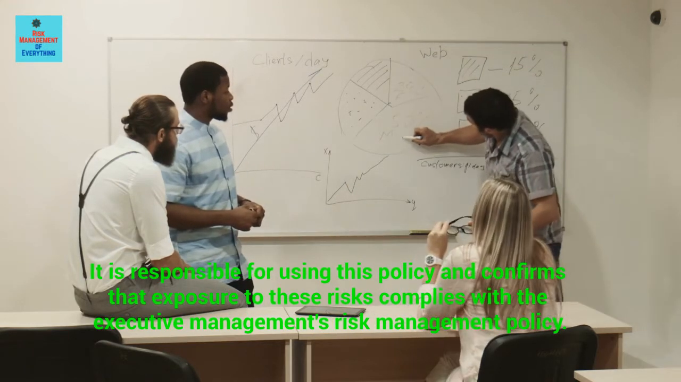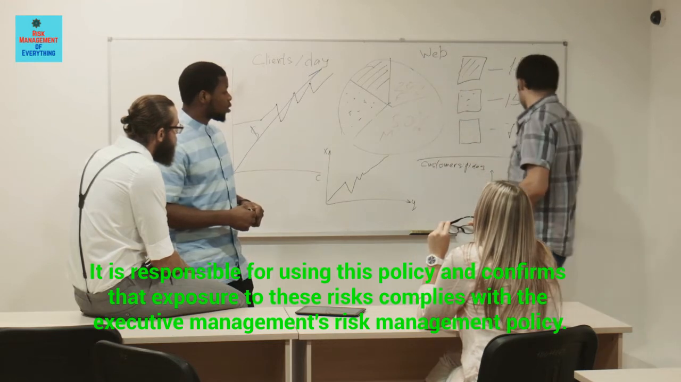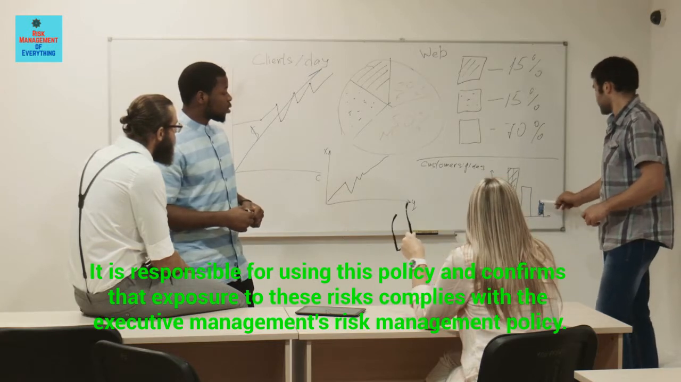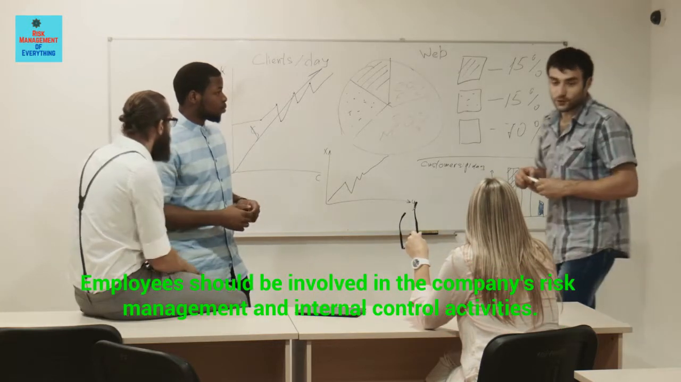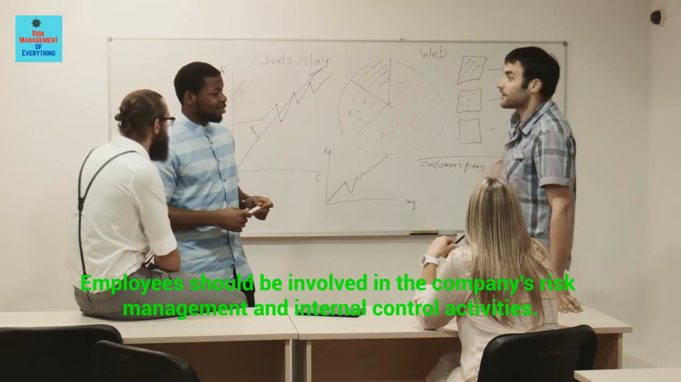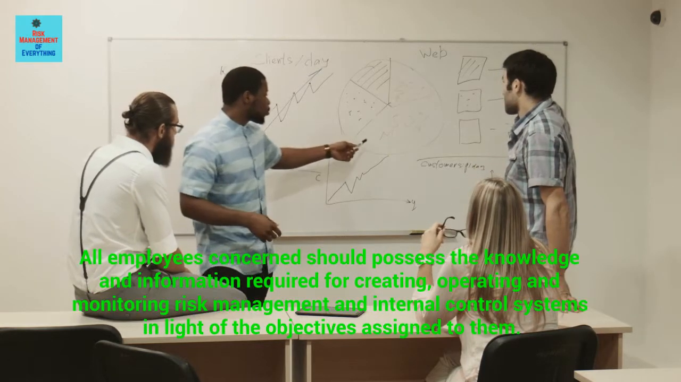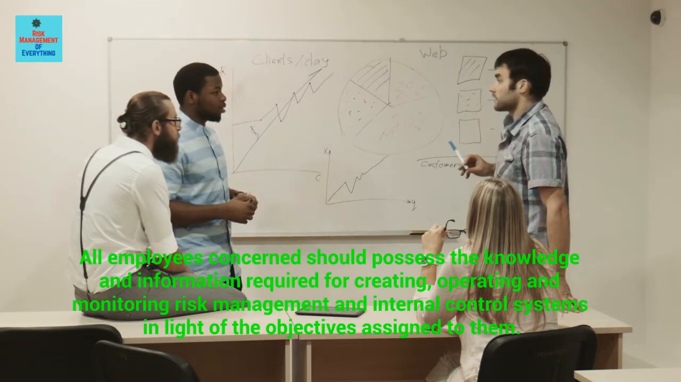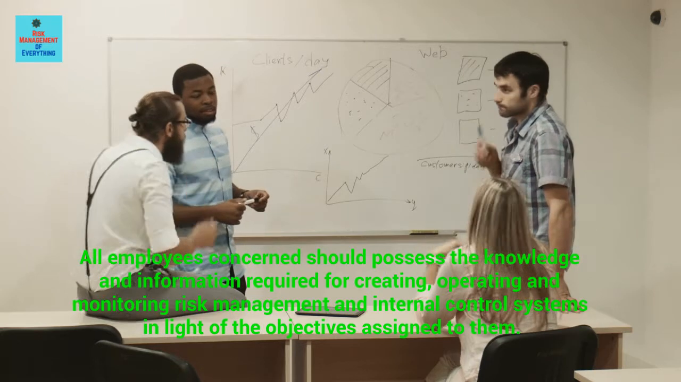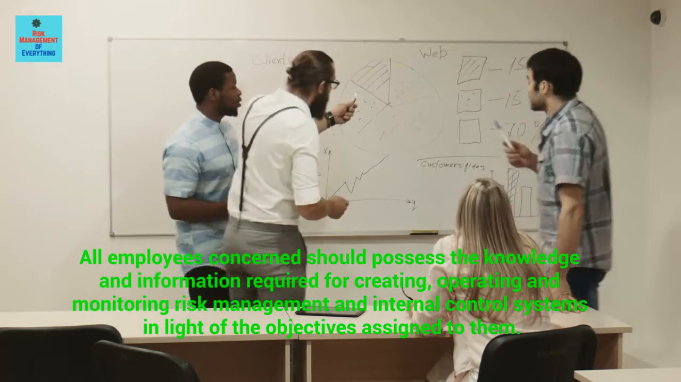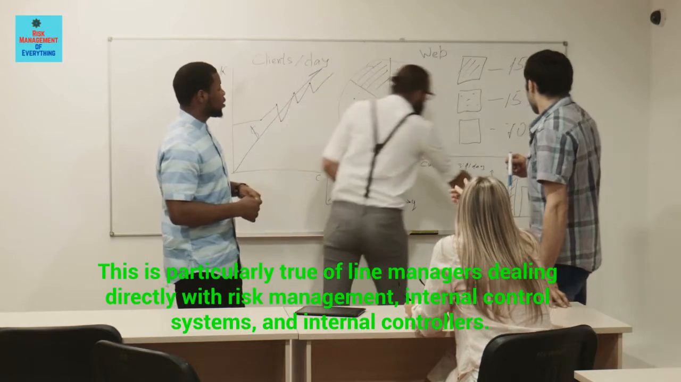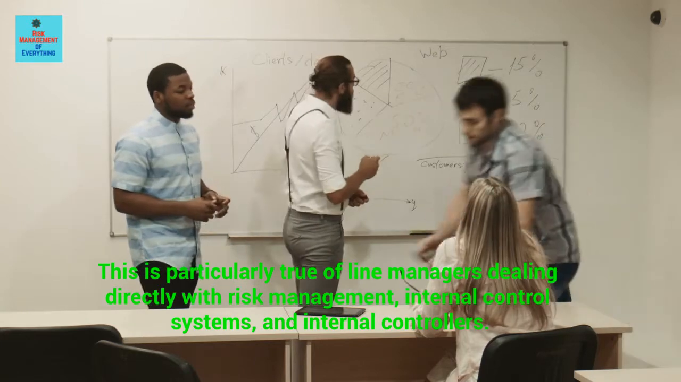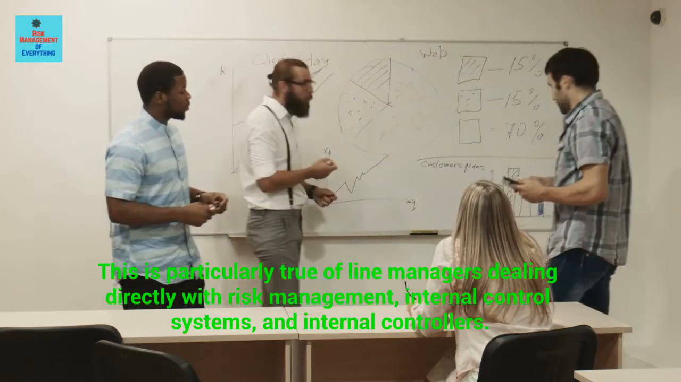It is responsible for using this policy and confirms that exposure to these risks complies with the executive management's risk management policy. Employees should be involved in the company's risk management and internal control activities. All employees concerned should possess the knowledge and information required for creating, operating and monitoring risk management and internal control systems in light of the objectives assigned to them. This is particularly true of line managers dealing directly with risk management, internal control systems, and internal controllers.